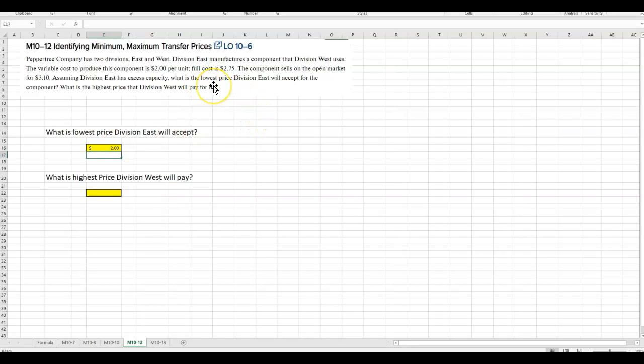Because they have excess capacity, as long as they cover their cost, it doesn't matter. Fixed doesn't change anyway. What's the highest price that West is going to pay for it? Well, if it sells on the open market at $3.10, that's the highest price they're going to pay, period. They're not going to pay more than that because they can go get it on the open market for $3.10. Okay, that's a minimum and maximum transfer price.